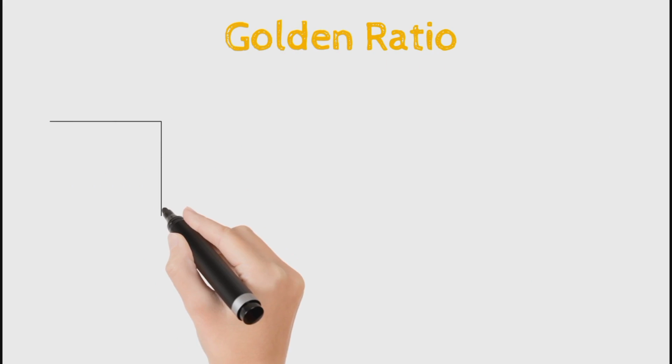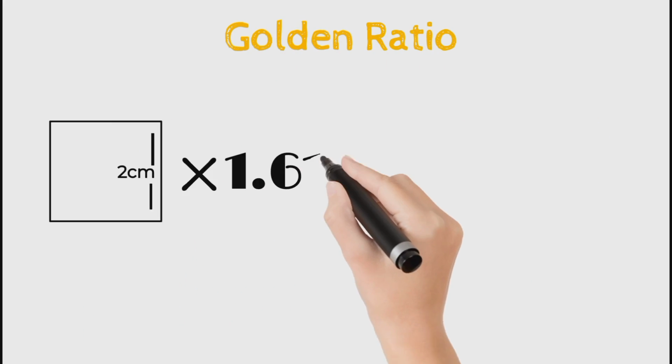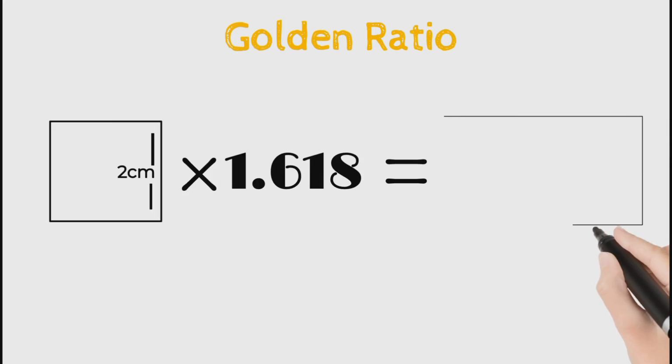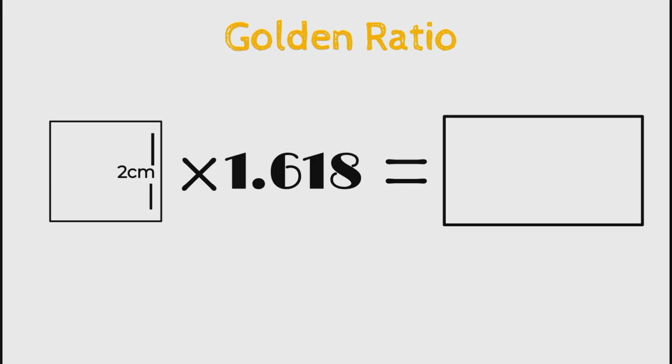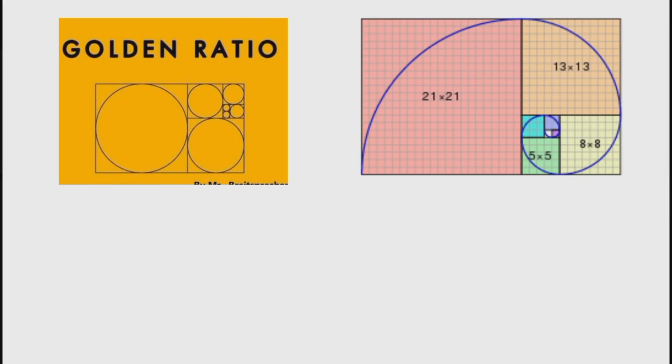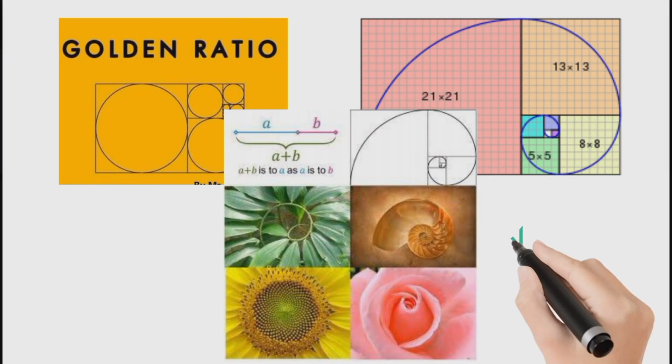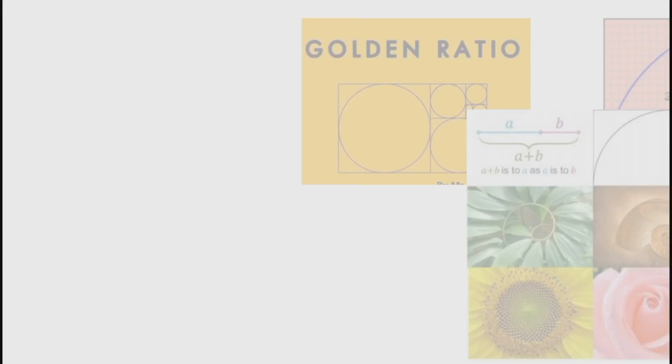Similarly, the golden ratio can be applied to shapes too. Take a square and multiply one side by 1.618 and you get a rectangle of harmonious proportions. Plotting the relationships in scale provides us with what's known as a golden spiral. This occurs organically in the natural world.